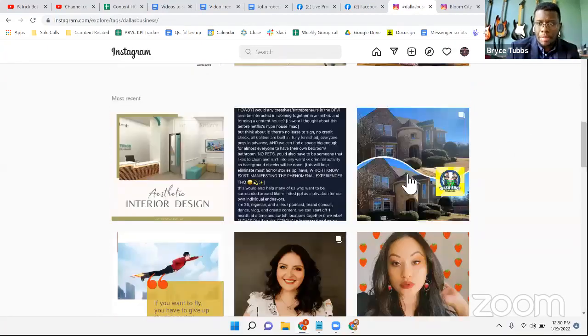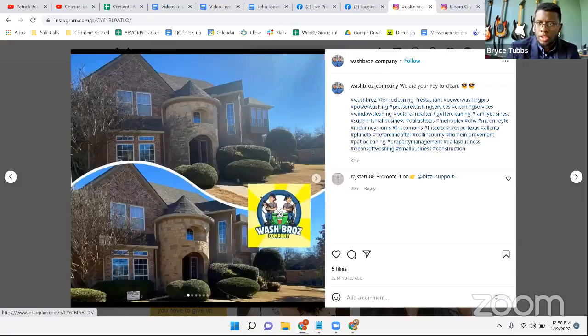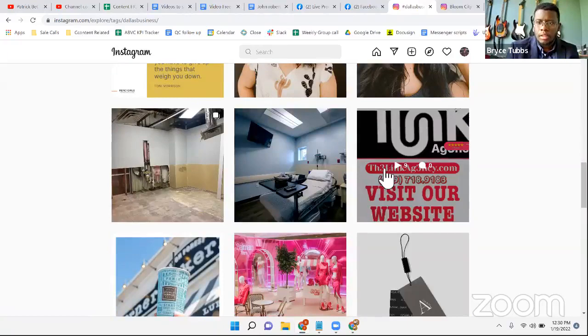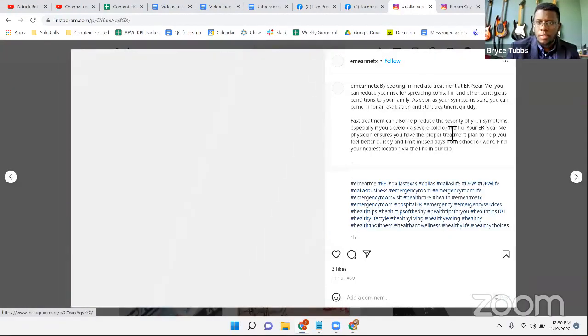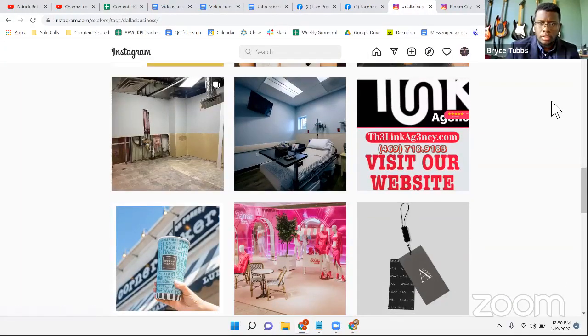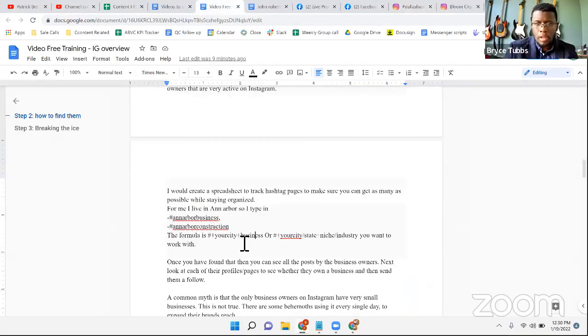That's a hop in place. Wash Burrows. Cool. It looks like a home washing, power washing. Visit our website. I don't know what they do. Link agency. Oh, a doctor's office. Oh, ER. Cool. And I'm just looking at every single business that I think has potential. I am sending them a friend request or a follow request, as they're called on Instagram.